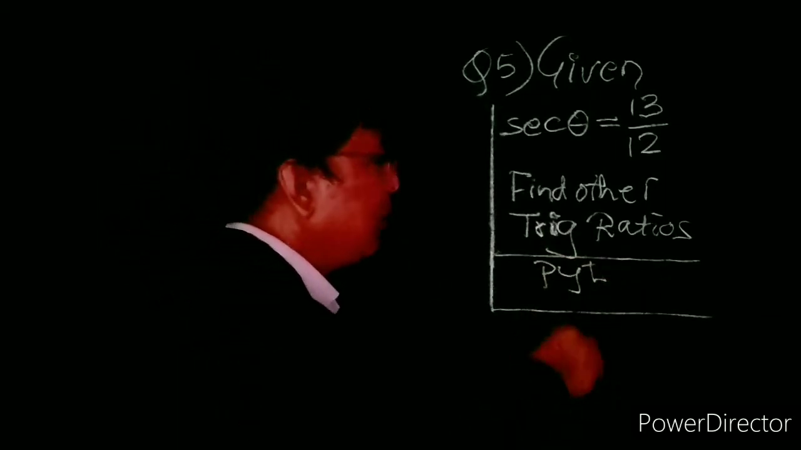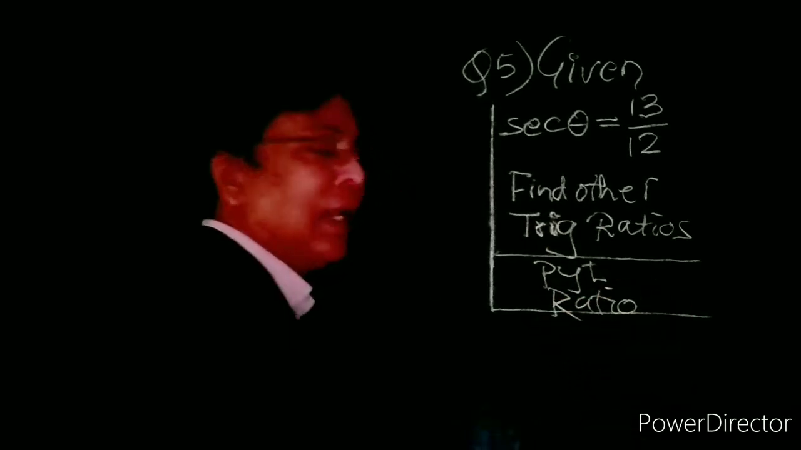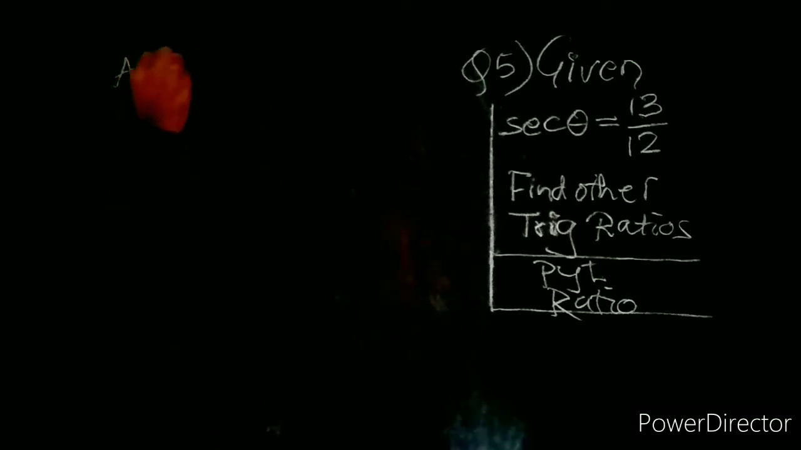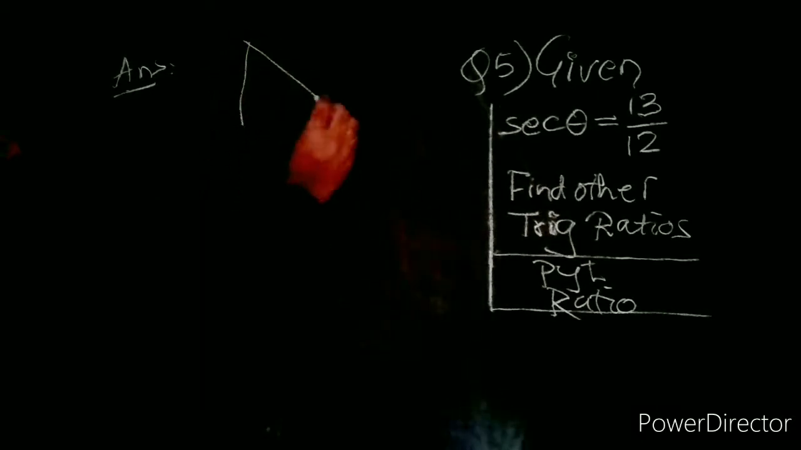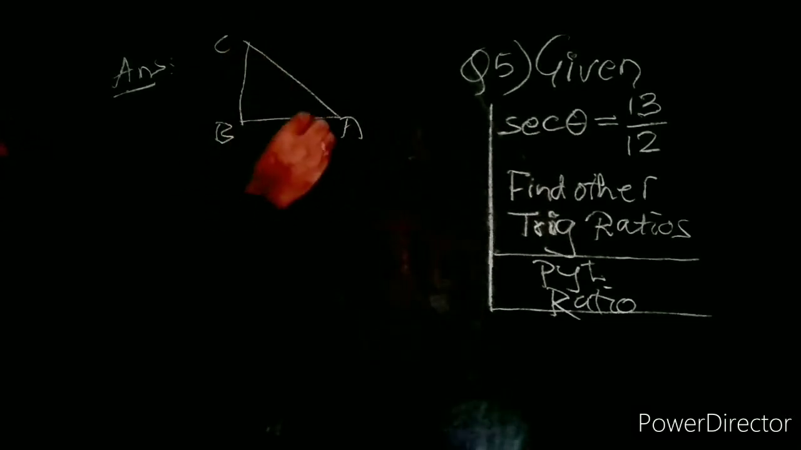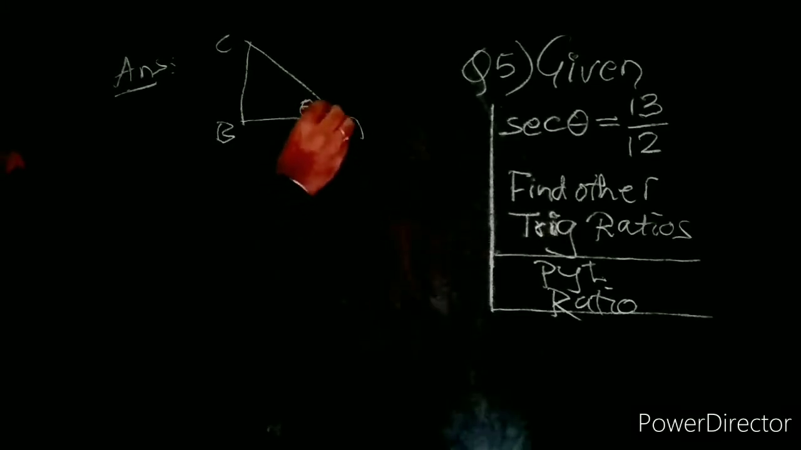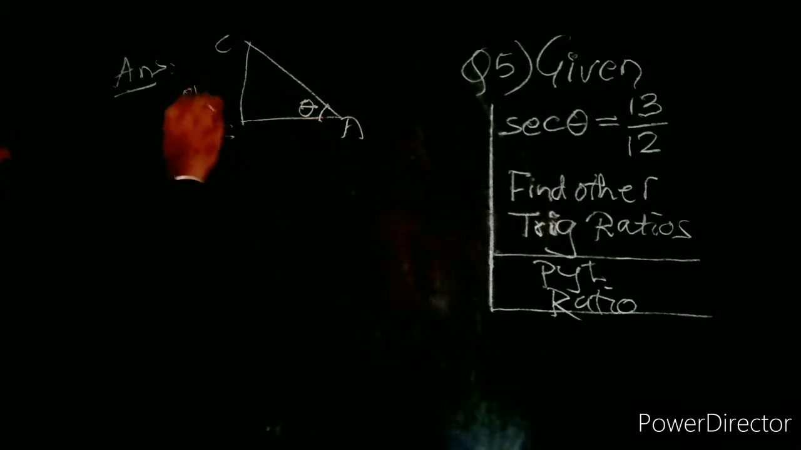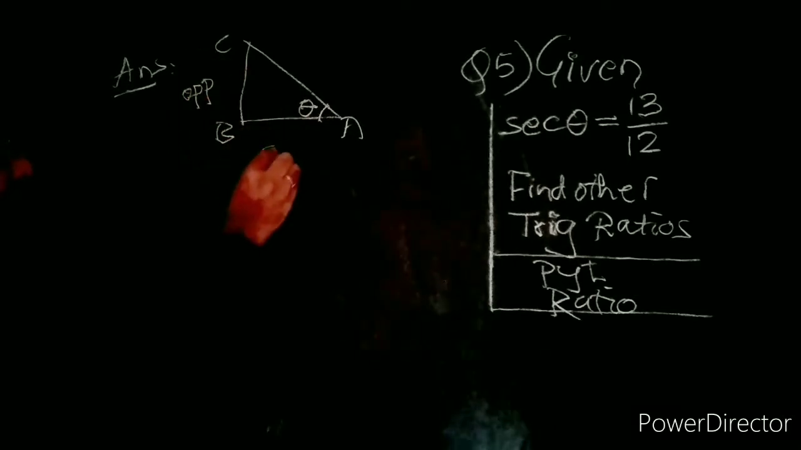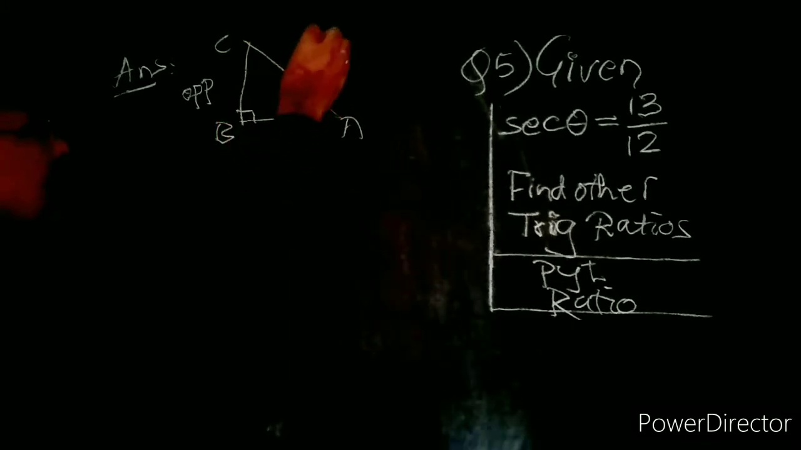So what is the first step? Apply the Pythagoras theorem, then find the ratios for other trigonometric angles. Let us do it. Answer. I consider a triangle. Consider a triangle A, B, C. Angle A is of theta degree. Then from theta angle, this side is opposite side, this side is adjacent side, and this side AC is opposite to 90 degree. That means it is hypotenuse.